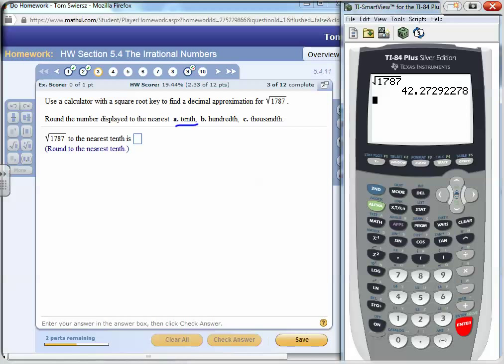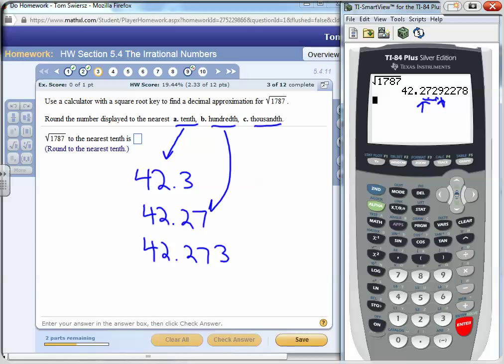Okay, and to the nearest tenth is 1 decimal place, correct? So to the nearest tenth, we have a 2 followed by a 7, so we would round up to 42.3, right? Nearest hundredth, a 2 follows the 7, so we would round down or keep it to 42.27. Thousandth is 3 decimals. The 2 is followed by the 9, so we would round it up. The second 2 would become a 3. So this is to the nearest tenth, hundredth, and thousandth.